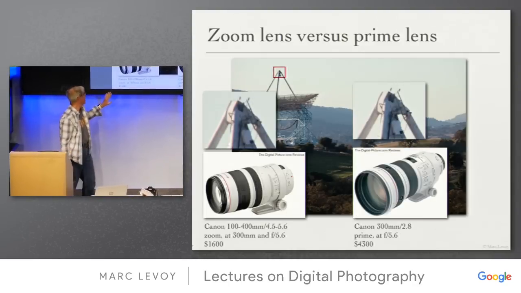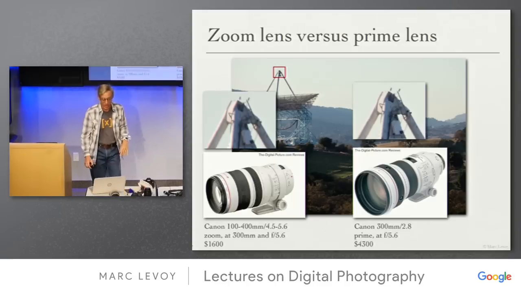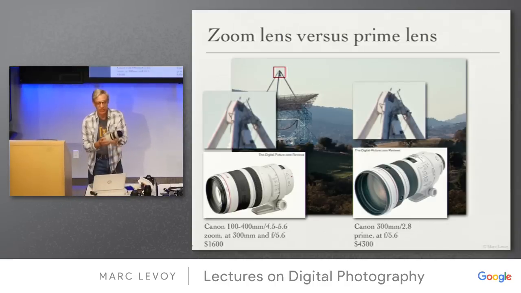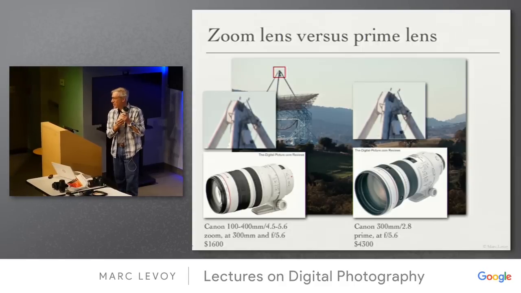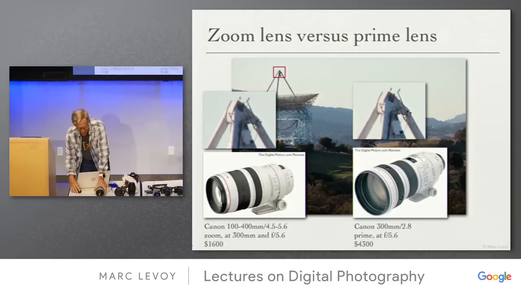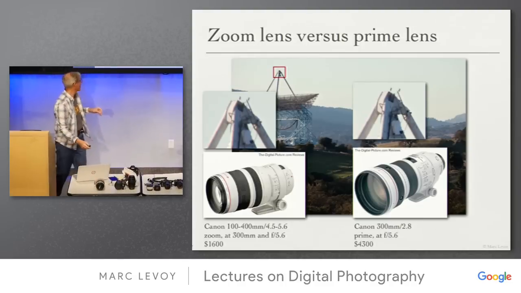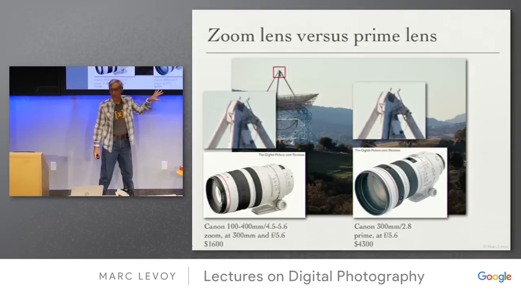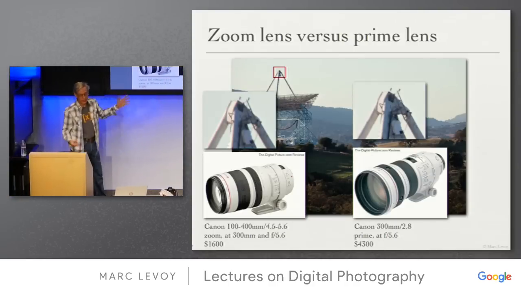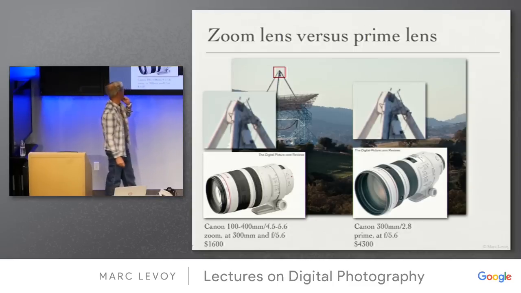And in this case, I used the 100 to 400, that's this lens here, sometimes called the dust pump, because it pumps dust into your sensor as you use it. It's a zoom lens from 100 to 400 millimeter focal length. Or this one, which I brought in last time, but I didn't want to carry it again. It's the prime, the 300 2.8 prime.